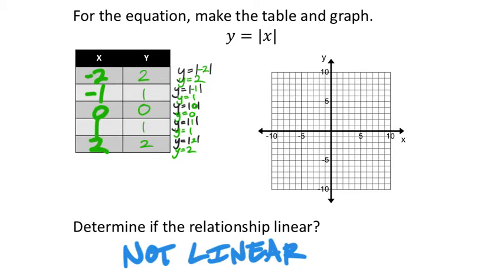Okay, so I'll start with negative 2, 2. I'll try to use a more prominent color here, but negative 2, 2 is right here. Then we have negative 1, 1, which is here. Then 0, 0, which is right here at the origin. And then 1, 1 here, and then 2, 2 right there, okay?